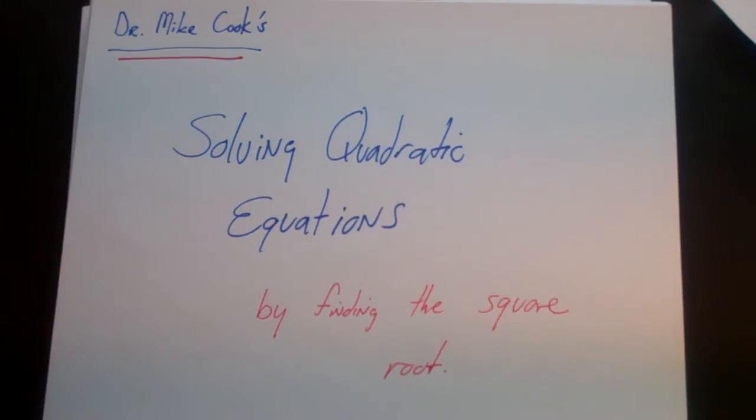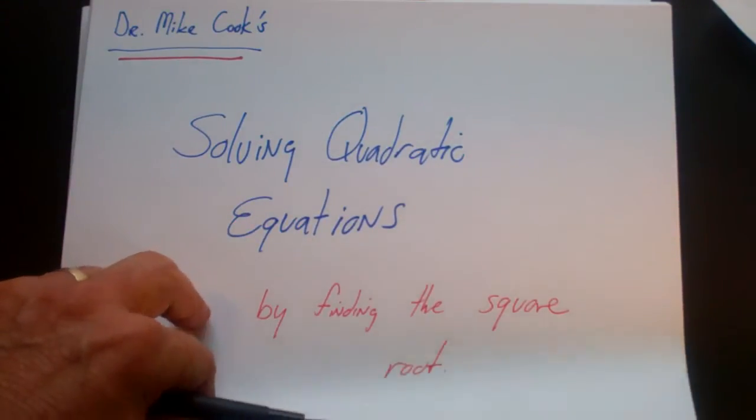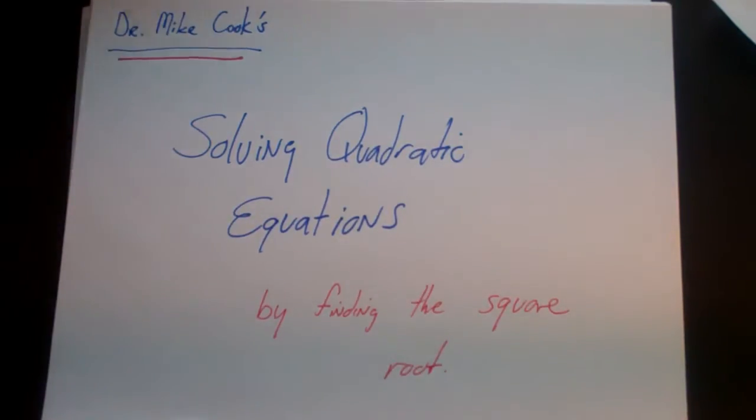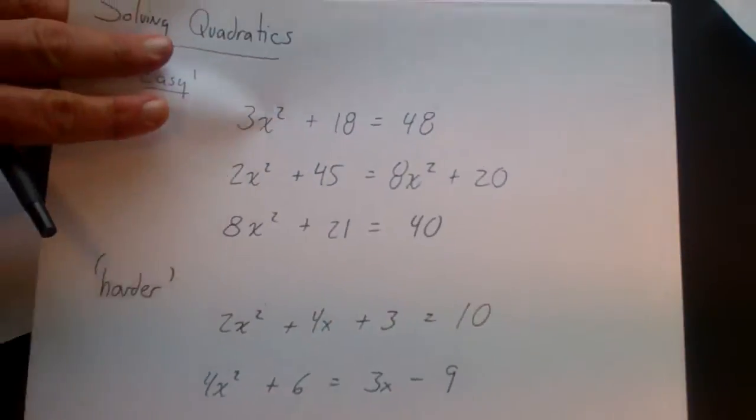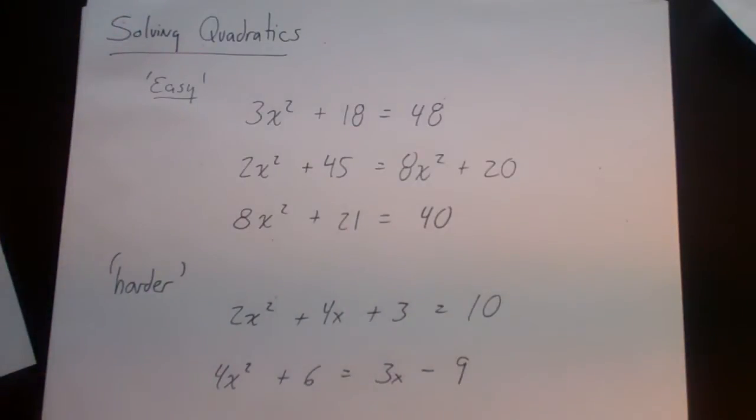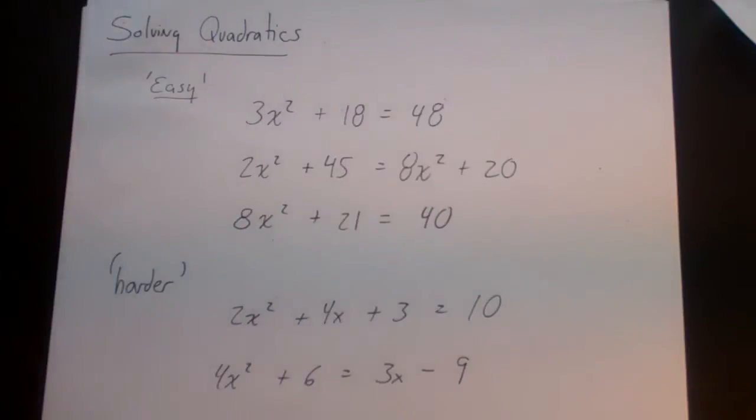This video talks about solving quadratic equations, and it looks at the simplest problems, those that we can solve by finding the square root. The first thing I want you to do is look at some different quadratic equations, and here are 6 of them. I want you to notice that 3 of them are fairly easy and 3 of them are going to be more difficult, and think about why.